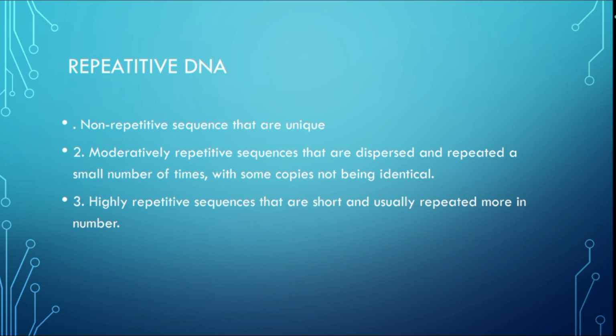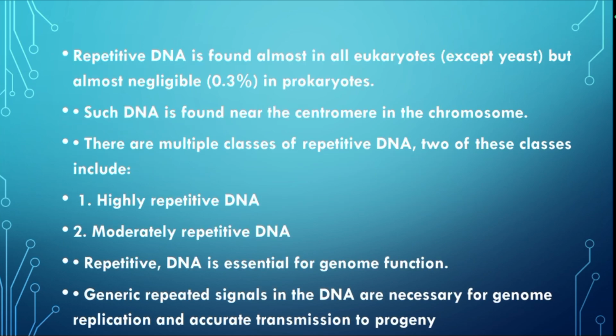Repetitive DNA. The DNA is classified into three: non-repetitive DNA, moderately repetitive DNA and highly repetitive DNA. The non-repetitive sequences are unique. Second, the moderately repetitive sequences are dispersed and repeated a small number of times, with some copies not being identical. The third one, highly repetitive sequences, are short and usually repeated many times. Repetitive DNA is found almost in all eukaryotes except yeast, but almost negligible in prokaryotes. Such DNA is found near the centromere in the chromosome. There are multiple classes of repetitive DNA.